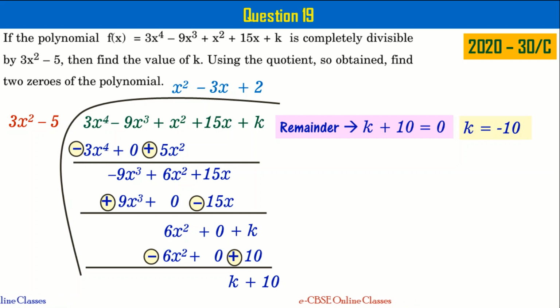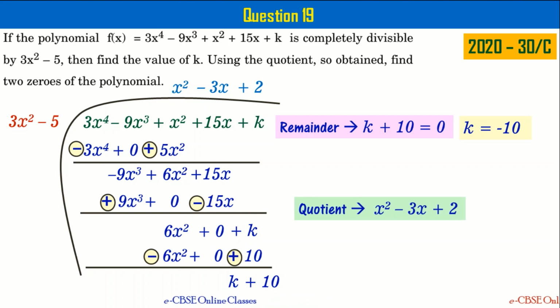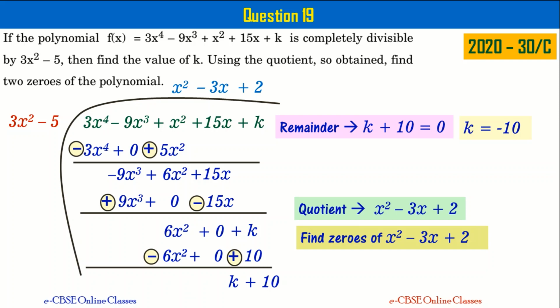We have done this problem already and we found that k equal to minus 10, right? So now what he is saying is, for the other part, using the coefficient so obtained, find the two zeros of the polynomial. If that is the question, we have to write coefficient, that is x square minus 3x plus 2. Now we have to find zeros of this particular expression such that we are going to give two zeros of the polynomial f of x.